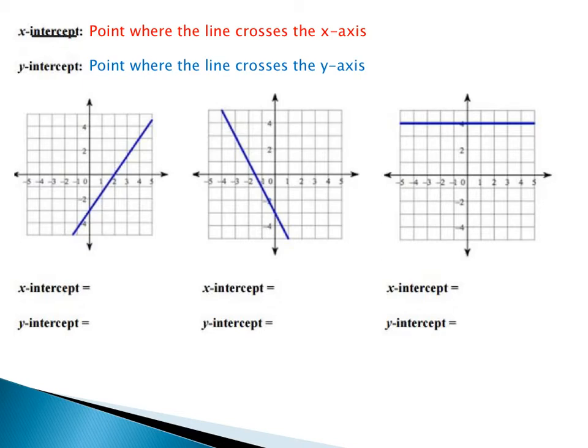Intercept means to cross. The simple definition I'm going to give you, and there's a better definition I'll talk about later, is that an intercept is simply a point where the line crosses an axis. So you have two intercepts for any line: the x-intercept and the y-intercept. The x-intercept is the point where the line crosses the x-axis, hence the x-intercept. And the y-intercept is the point where the line crosses the y-axis, hence the y-intercept.